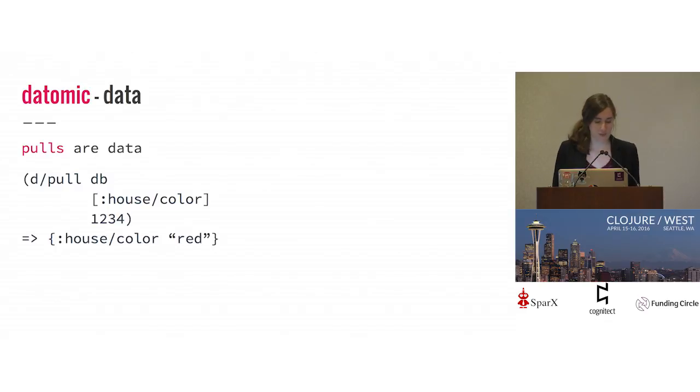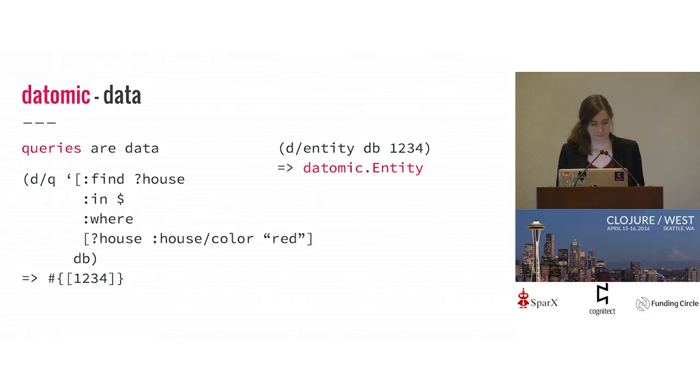Pulls are also data. So if you have an entity on the database and you want to get the house color, then you can just say pull the house color with a vector of keywords, and you'll get back a house color that is the color red. Database queries, also just data, right? So this is finding a house in the database where the house has the color red. And you get back 1, 2, 3, 4, which is an entity ID, and then you can use Datomic entity in order to get that off the database and get back a Datomic entity thing.